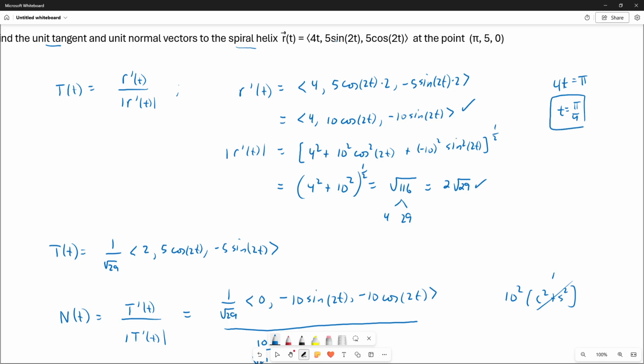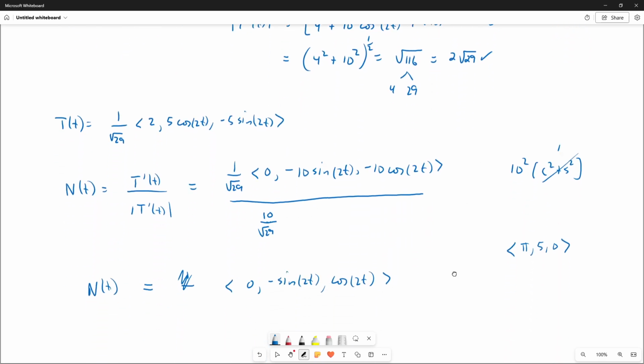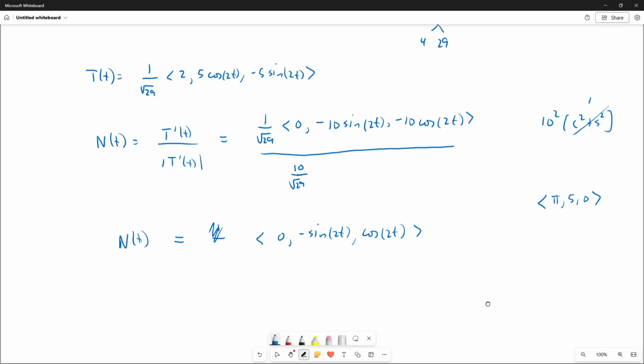And let's just double check that. If we plug in pi over 4 here, that would give us sine of pi over 2. The sine of pi over 2 is 1 times 5 is 5. And the cosine of pi over 2 is 0. So pi over 4 is our value for t. And so to finish off the problem, we would like to know T of pi over 4, and we would like to know N of pi over 4.